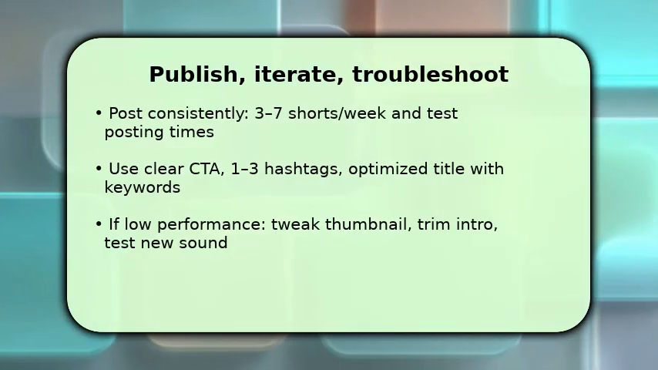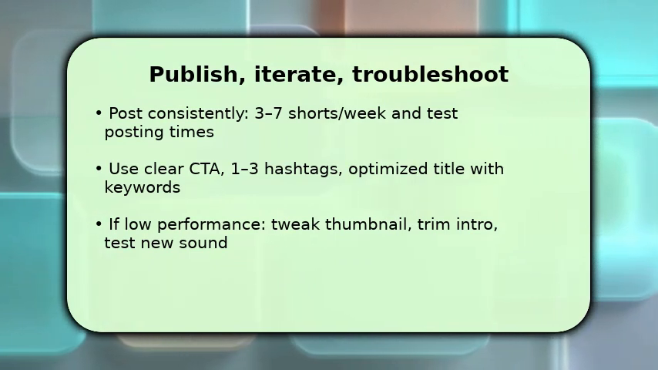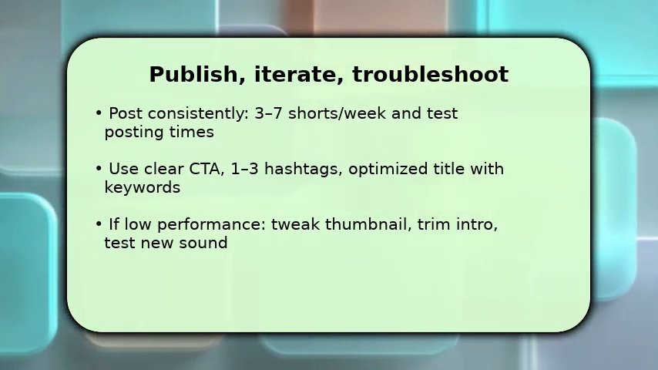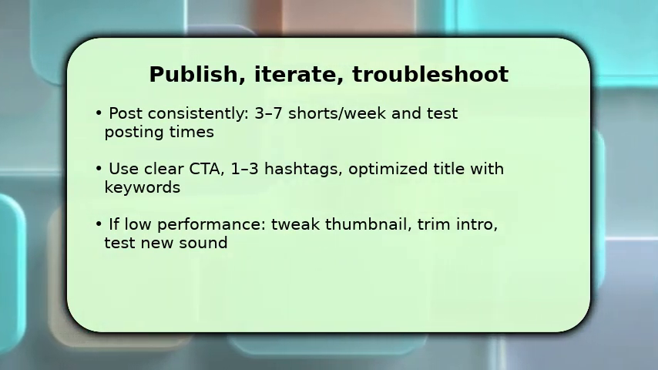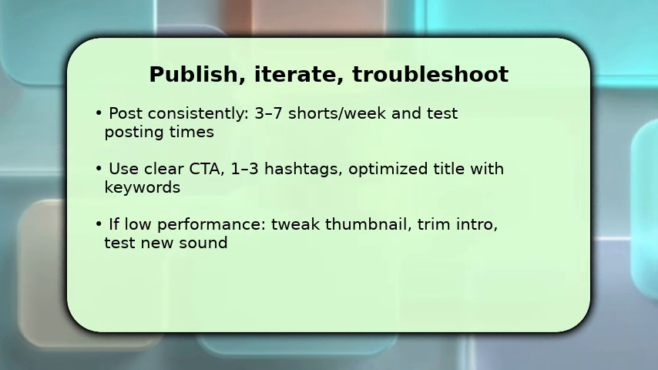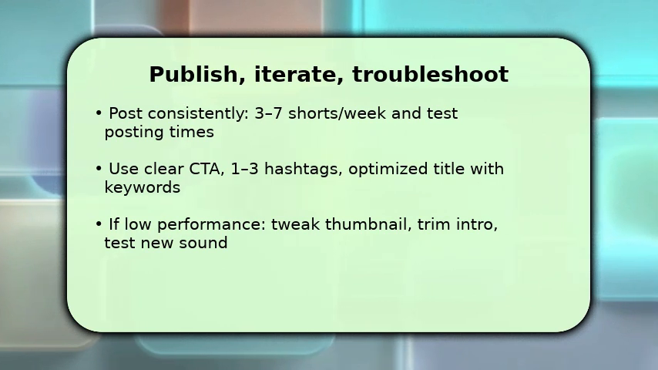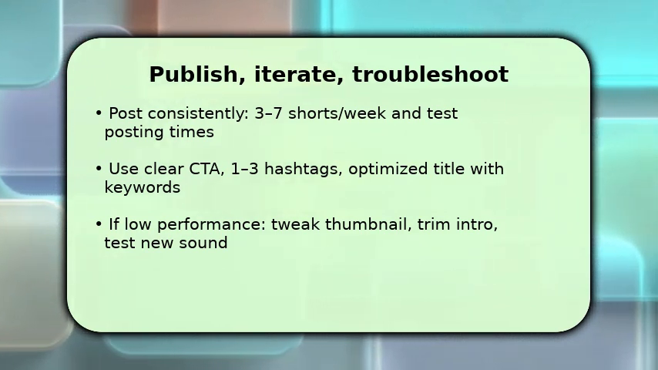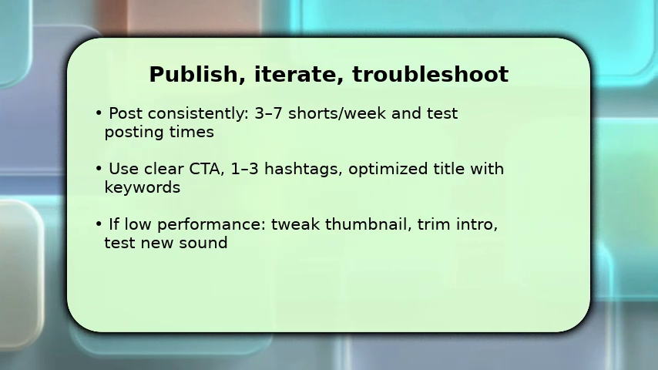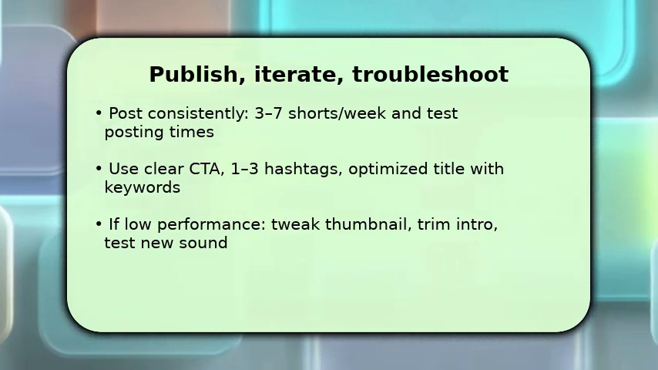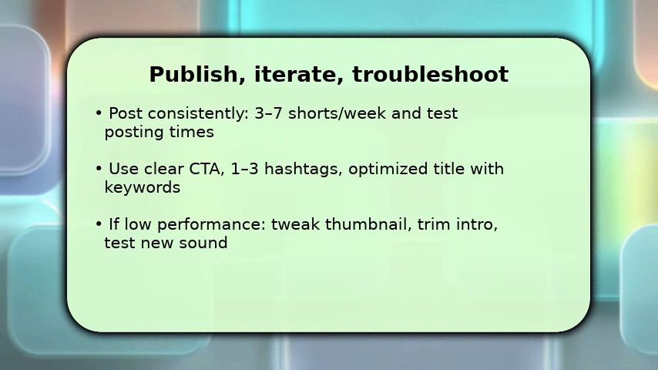You should publish often and measure. Aim for 3 to 7 shorts per week and test different posting times to find when your audience is active. Make the CTA direct, include 1 to 3 targeted hashtags and a keyword-rich short title so the algorithm can surface your video. If performance lags, trim the intro to under 2s, change the first frame or sound, and iterate.